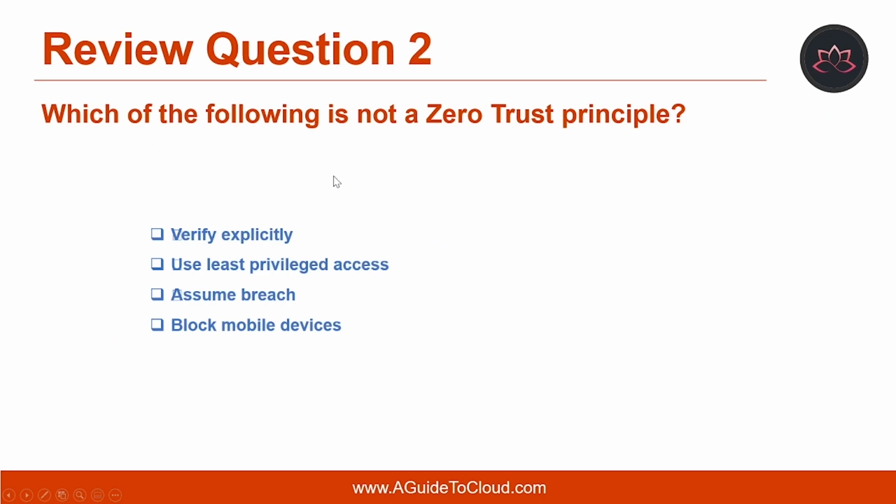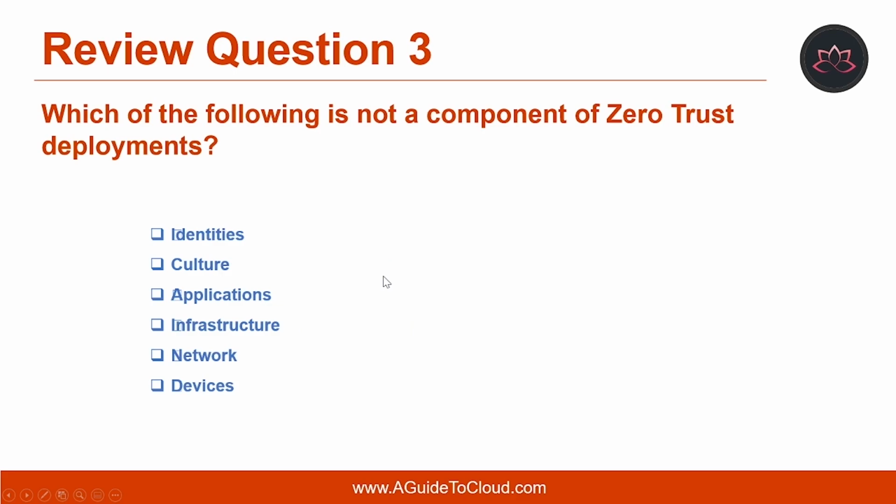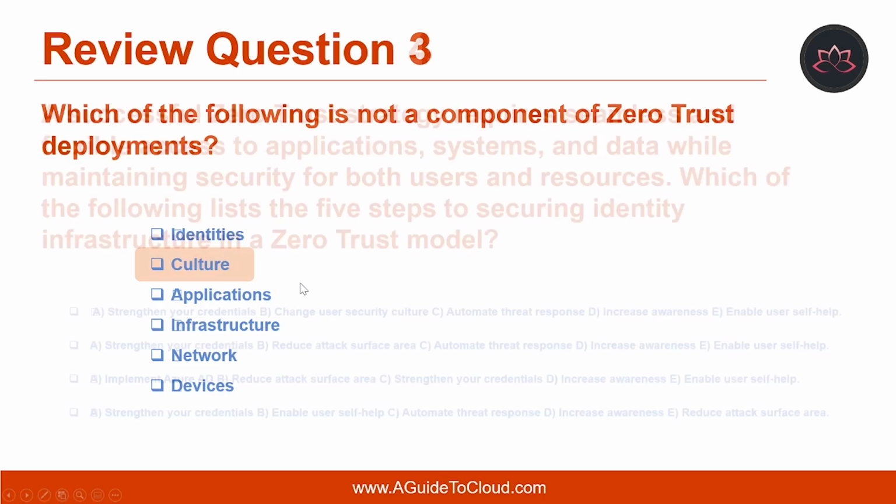Let's look at question number 2. Which of the following is not a zero trust principle? The correct answer is block mobile devices. Let's look at question number 3. Which of the following is not a component of zero trust deployment? The one which is not a component is culture.